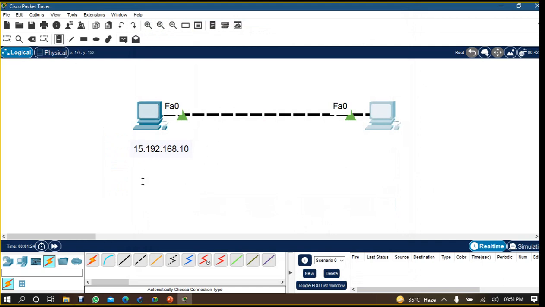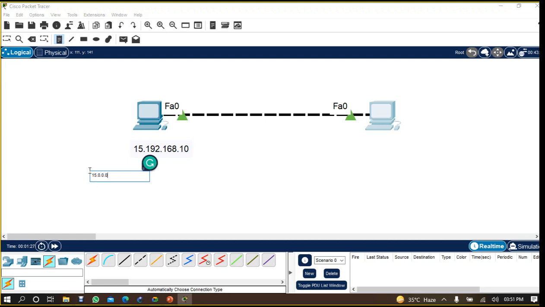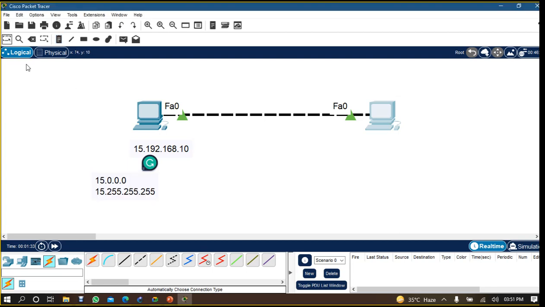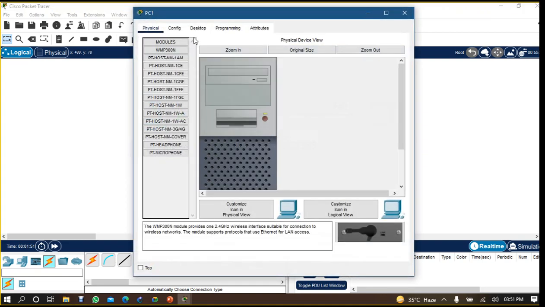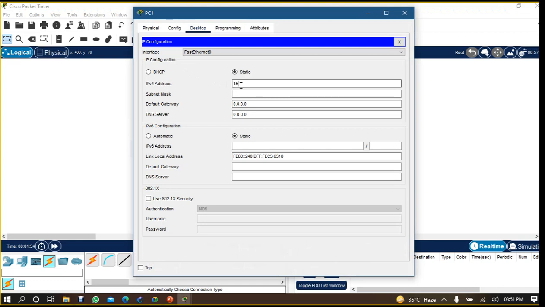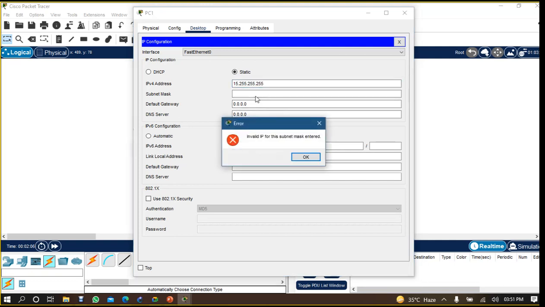This is your IP address. So what is the network ID? 15.0.0.0. What is the broadcast? 15.255.255.255. Can we assign these IP addresses anywhere? Let's find out. This is your network ID and this is your broadcast ID. If we enter 15.0.0.0, it says invalid IP address. Can we use 15.255.255.255? Not valid, invalid IP address.